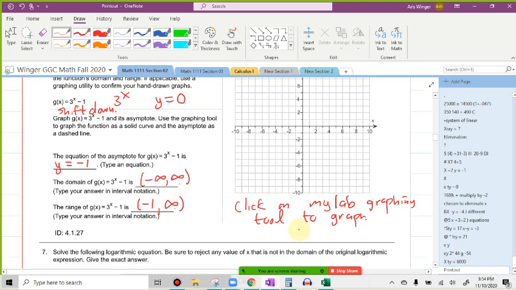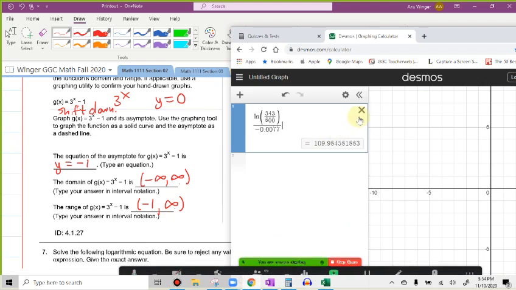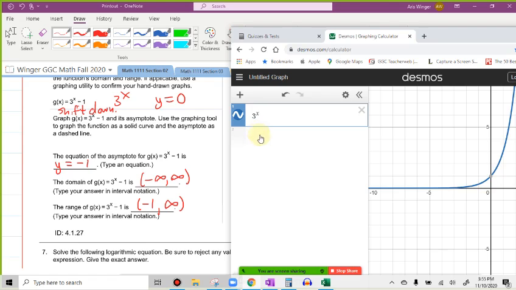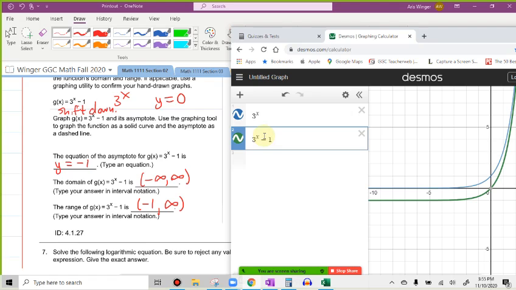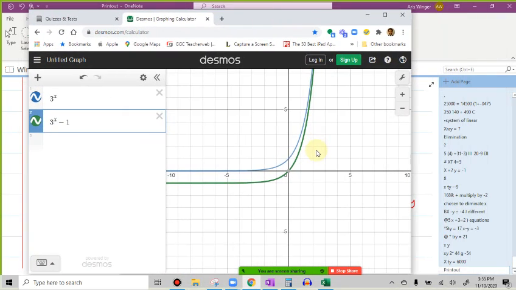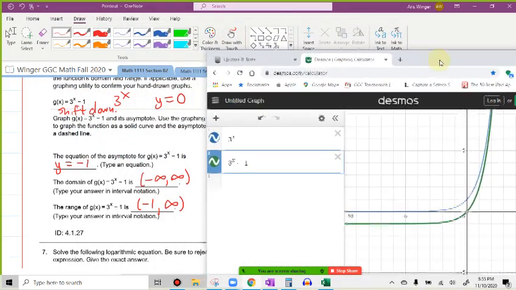Again, you might want to take the time to graph that in Desmos. 3 to the x is here, and then when you do 3 to the x, all minus 1, it shifts everything down 1 unit. We do know that the domain is minus infinity to infinity. The range of the original one was 0 to infinity, but if you shift everything down 1 unit, the range goes down 1 unit as well.